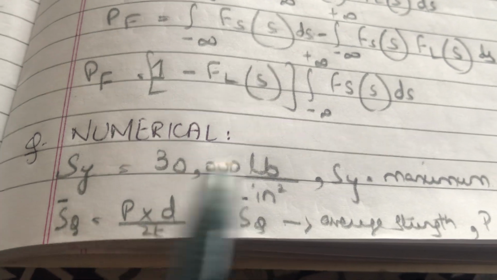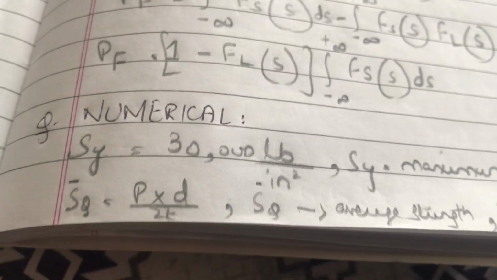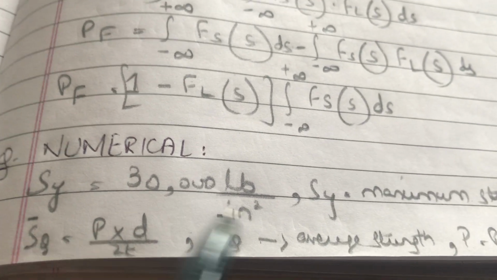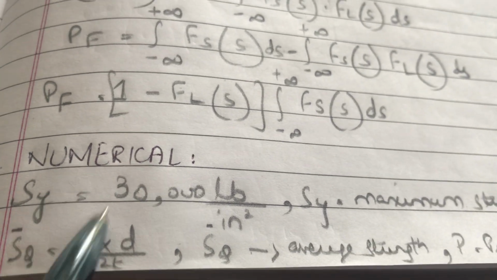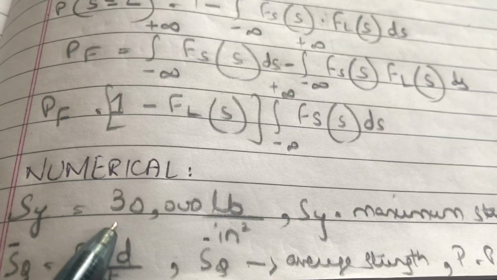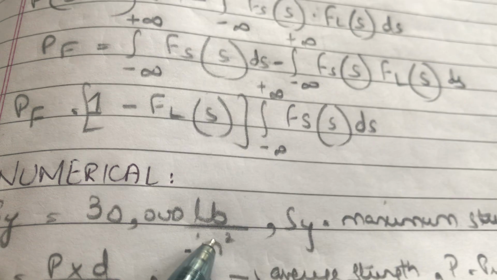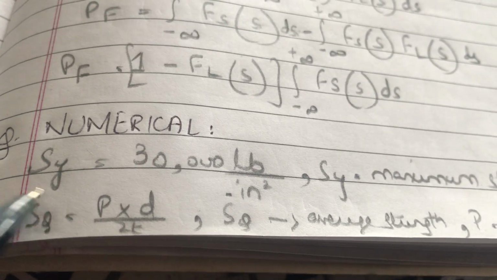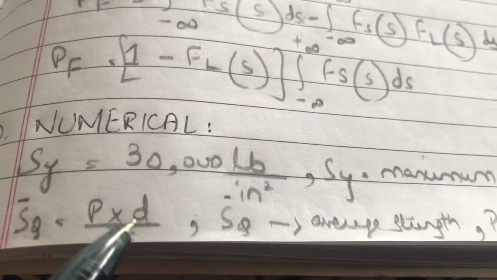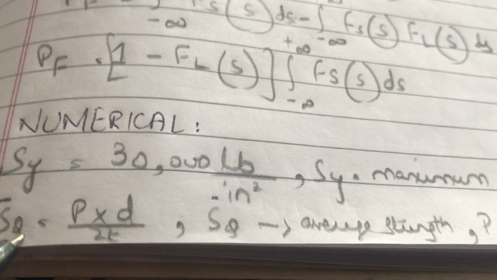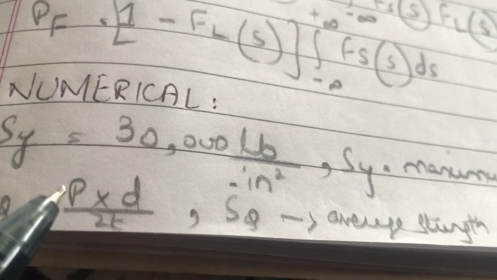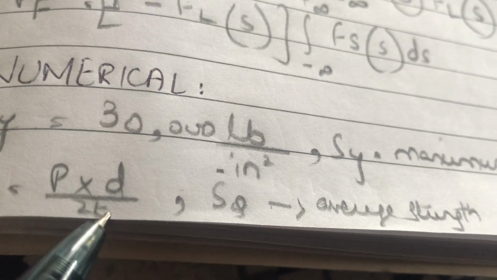So this numerical is based on finding our probability for strength and load when we are given a maximum strength and an average strength. We have to find this average strength when we are given the maximum strength, 30,000 lb over inches square, and the load strength. P is our pressure, D is our diameter. What is the way of finding our average strength? We can find it in the form P into D over 2T, where P is the pressure, D is the diameter, and T is the thickness.